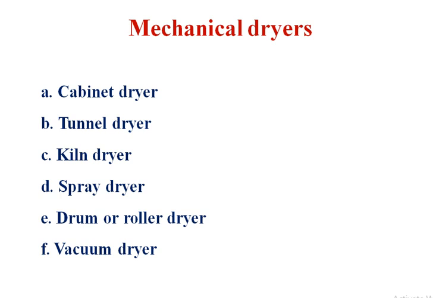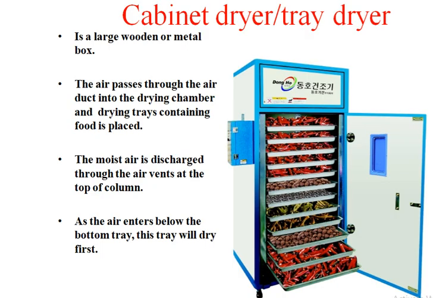Now we are going to see about different types of mechanical dryers. These are the dryers usually available in the industries to dry food. Examples: cabinet dryer, tunnel dryer, kiln dryer, spray dryer, drum or roller dryer, and vacuum dryer.